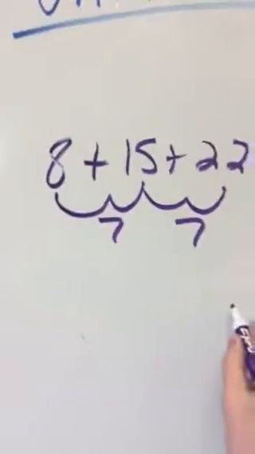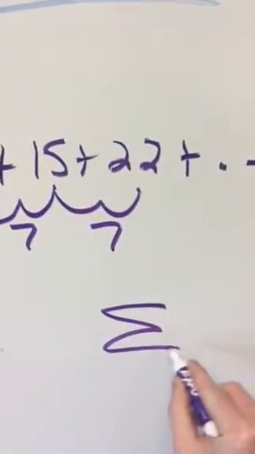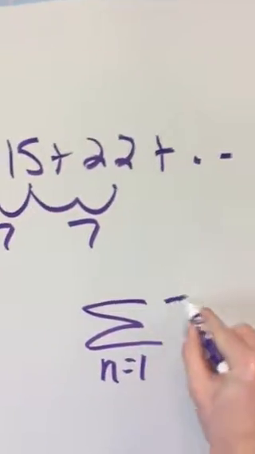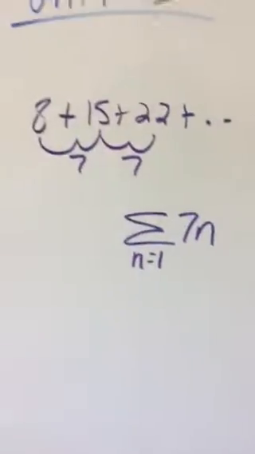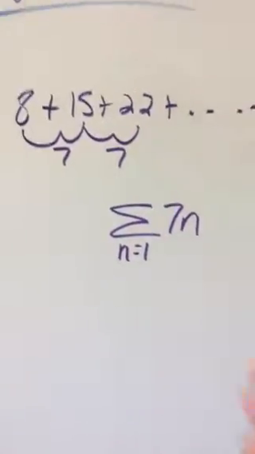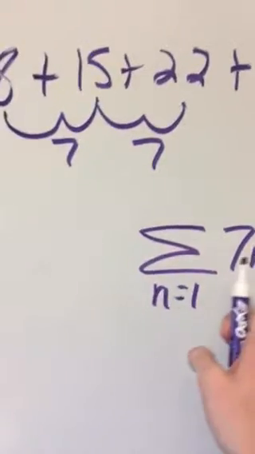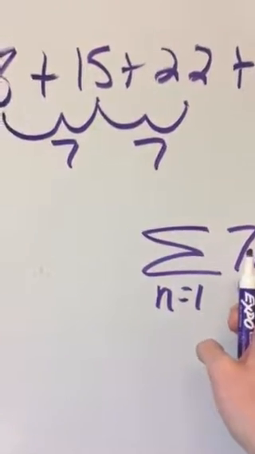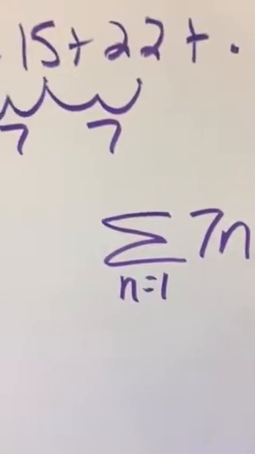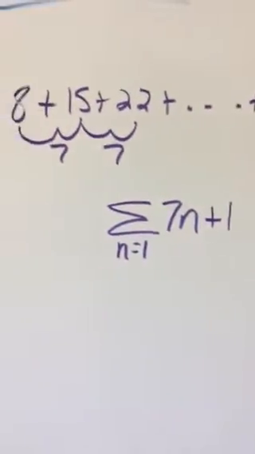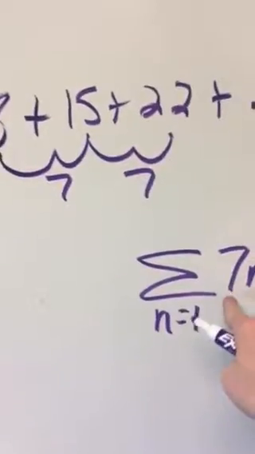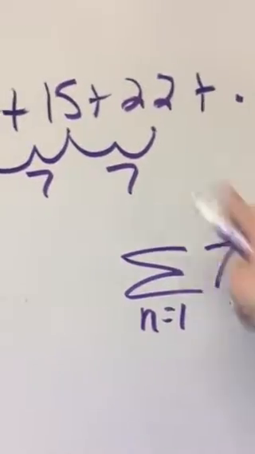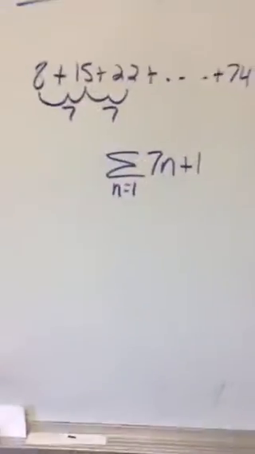So we take our sum, we're going to go from n equals 1, and we know that it's 7n, because we're adding 7, 7, 7, 7 over and over again. Okay, so to get that first term, when n equals 1, we have 7. So to get that first term, you must be adding 1. Okay, so now let's check. When n equals 2, we have 14 plus 1, oh, that's 15. 7 times 3 is 21, plus 1 is 22. Okay, so that's how we're going to represent our sum.